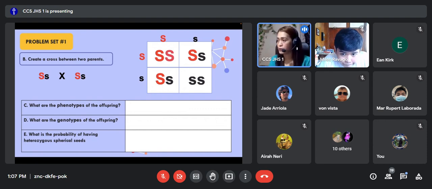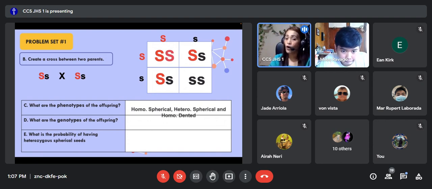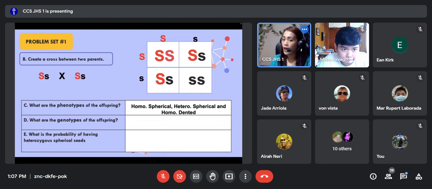So what are the phenotypes of our offspring? We have, on the first, homozygous spherical, that's capital S, capital S. Heterozygous spherical, that's capital S and small letter s. And then lastly, on the fourth quadrant, we have small s, small s. So here are also the genotypes.